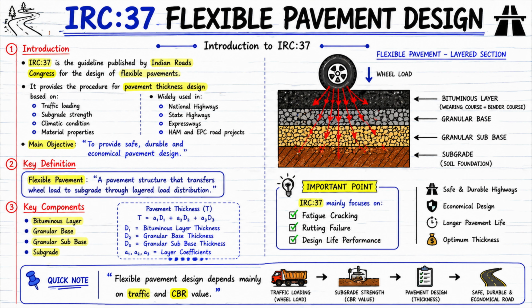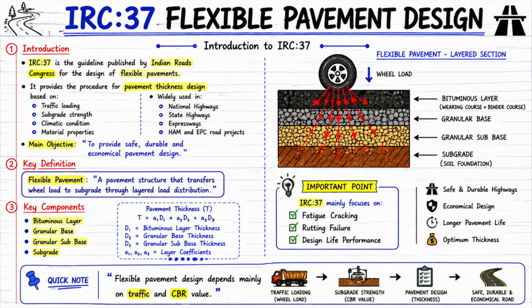Definition. Here is the definition of flexible pavement. A pavement structure that transfers wheel load to subgrade through layered load distribution. Now this is the heart of the entire flexible pavement engineering. Wheel load does not go straight down. Rather it spreads layer by layer. And as it goes down, the stress decreases.